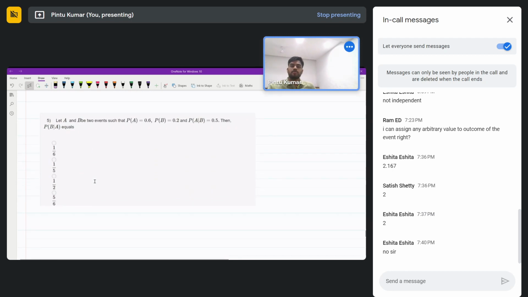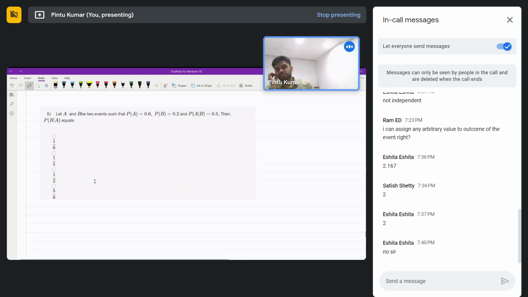Okay, so this is related to, I think, conditional probability. I sort of have included it late. Let A and B be two events such that the probability of A is 0.6, the probability of B is 0.2, and the probability of A given B is 0.5. Then what is the probability of B given A? This is a very easy question I want you all to solve. So this will use Bayes' theorem.